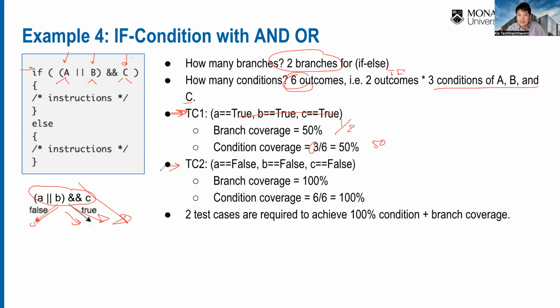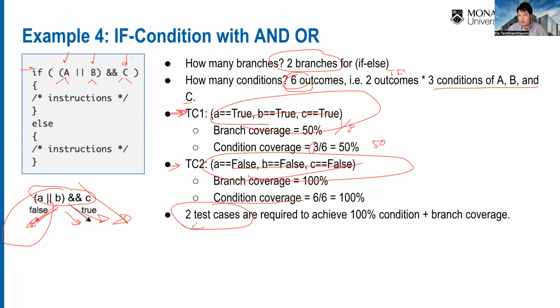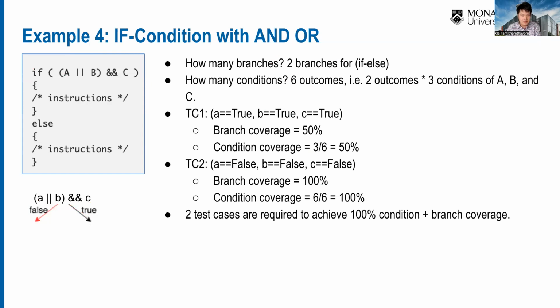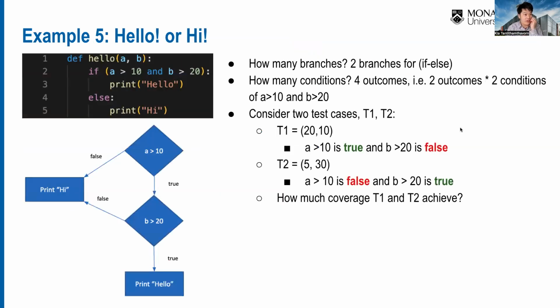If we come up with another test case, TC2, where everything is false, then we will get 100% branch coverage because we will go to the other branch now. The outcome will result in this branch. We will also achieve 100% condition coverage because everything is asserted as both false and true. So in this case, we need two test cases to achieve 100% condition and branch coverage. Does that make sense? Let me know if you have any questions.